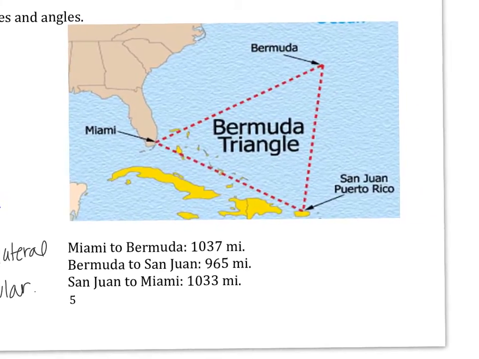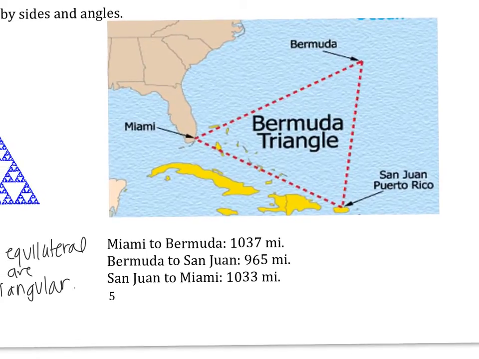The next example has to do with the Bermuda Triangle. It tells us a few pieces of information that we're going to want to mark on our figure. The distance from Miami to Bermuda is 1,037 miles. The distance from Bermuda to San Juan is 965. And then the distance from San Juan to Miami is 1,033.